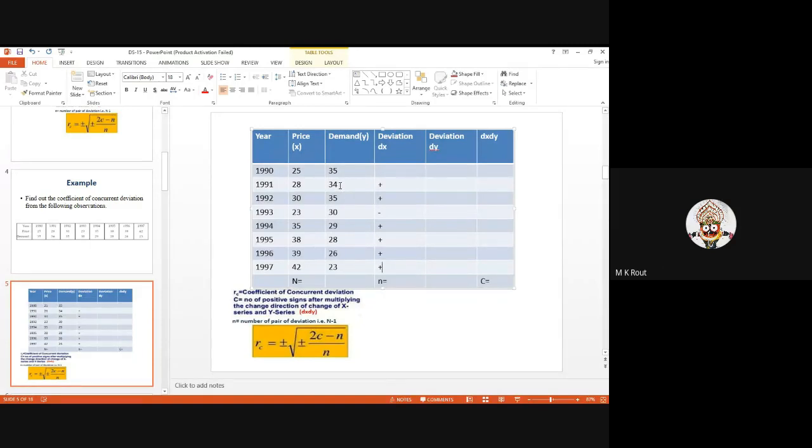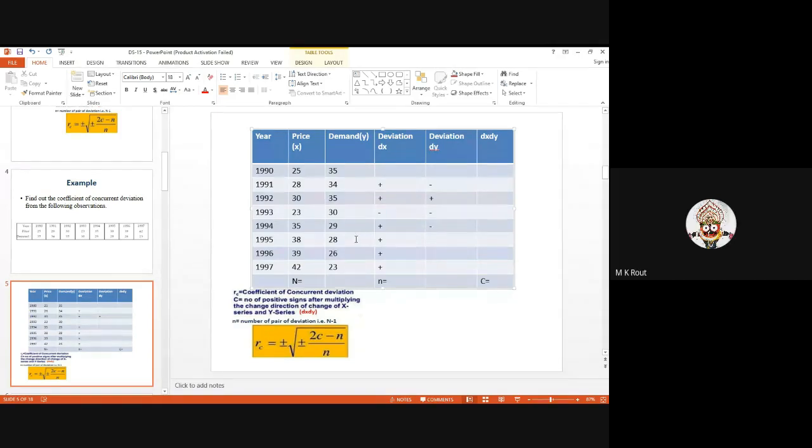In case of your demand series belonging to the Y series, if you calculate the deviation, 34 minus 35 is negative. Good. Again, 35 minus 34. Positive. That's why I write positive here. Again, 30 minus 35. Negative. Next, 29 minus 30. How much? Negative.